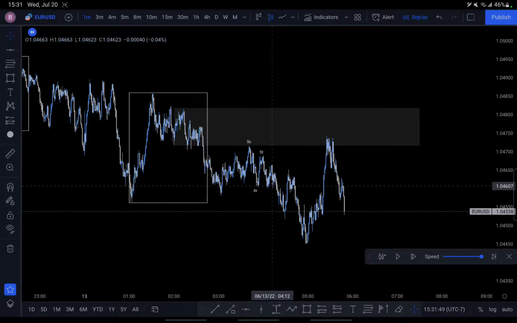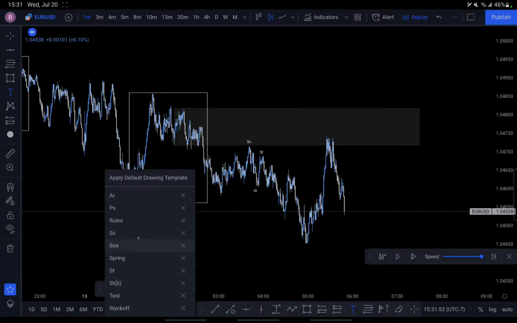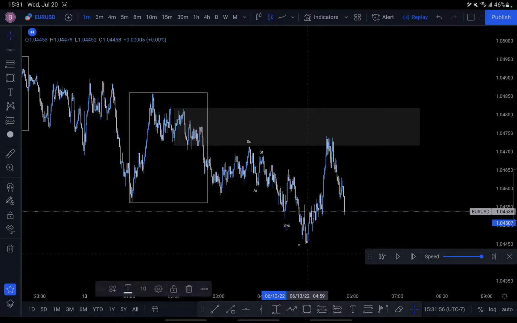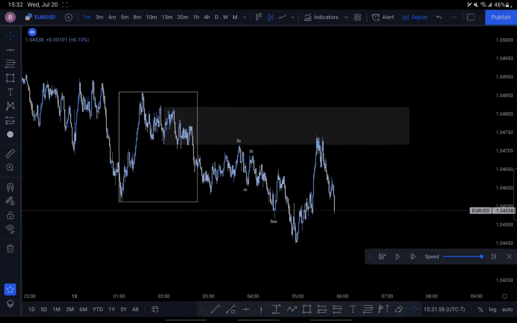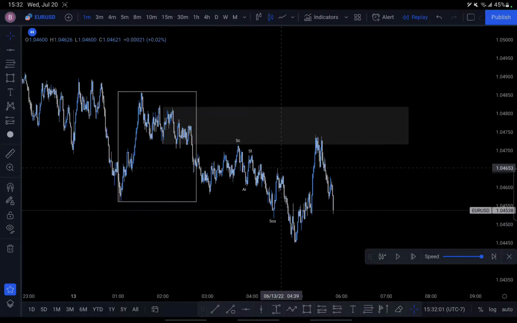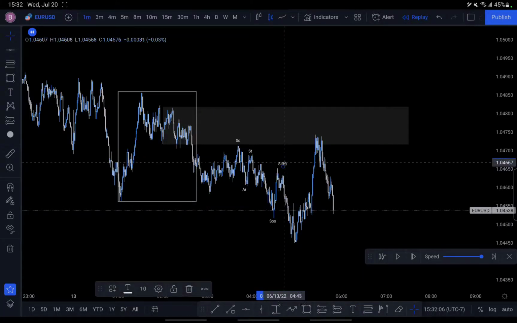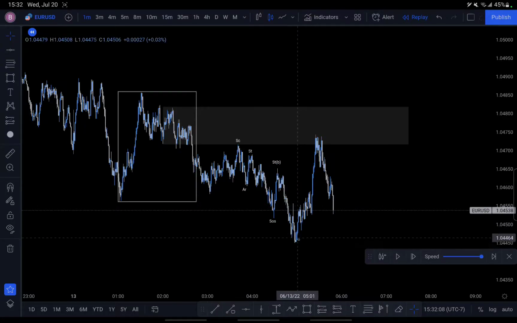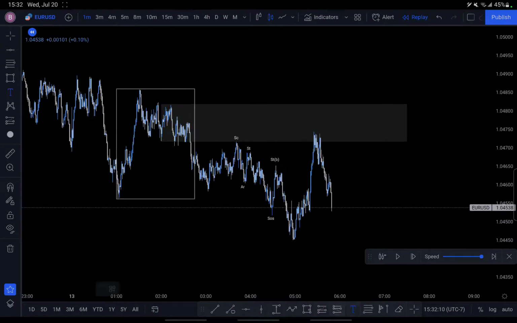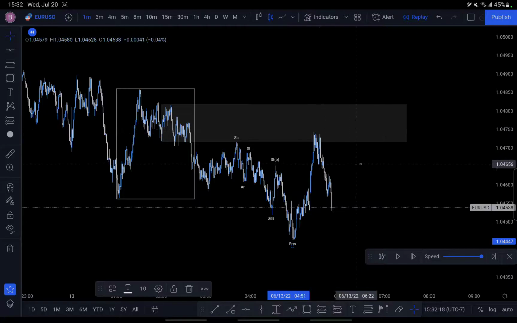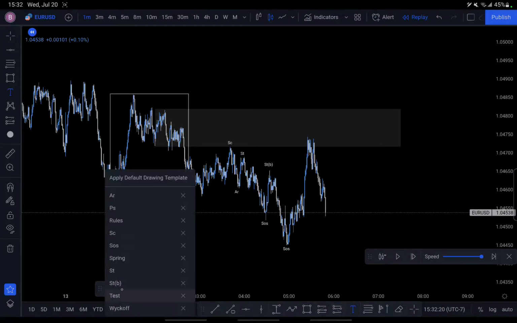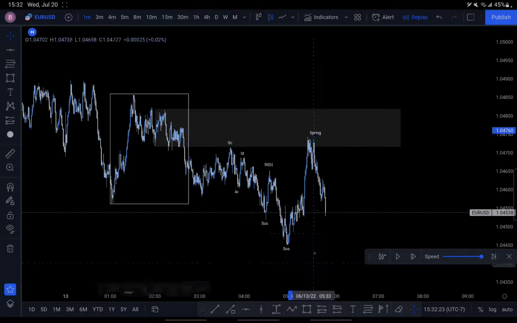Okay, the breakup structure here, our sign of weakness. All right, then we have our secondary test in phase B here. Okay, another sign of weakness here, before we hit our spring or our UTAD. Label it as a spring.